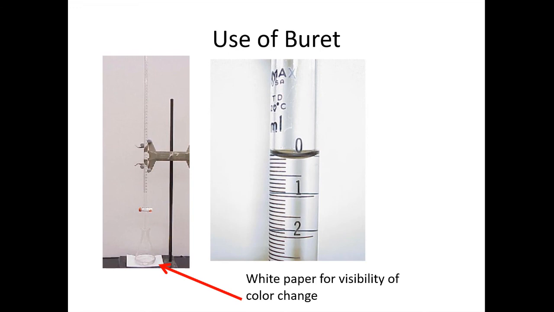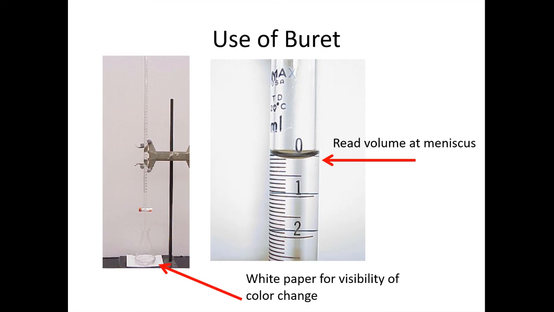Notice that because this is a narrow tube, water and aqueous solutions are going to form a meniscus. And so in order to accurately read the buret, we want to put our eyes and the meniscus at the same level. In other words, place the meniscus at eye level and read the volume as usual at the bottom of the meniscus.